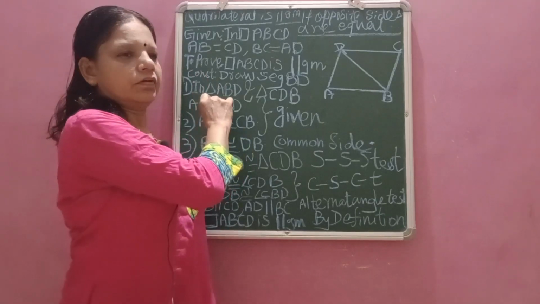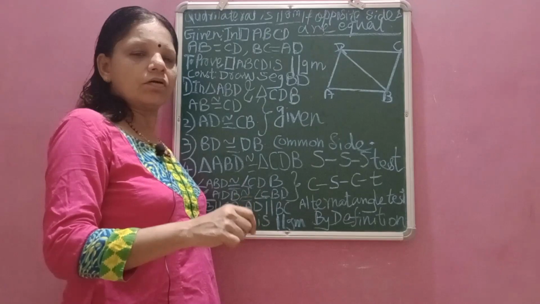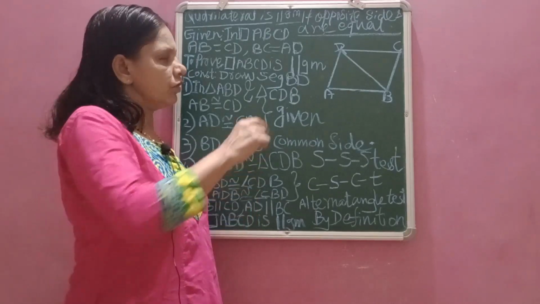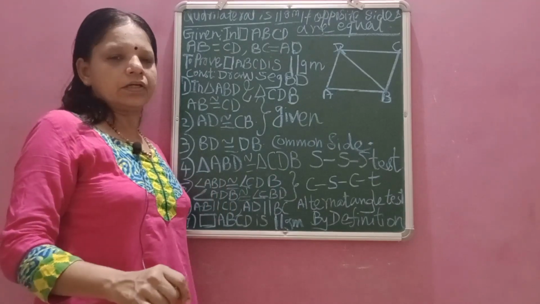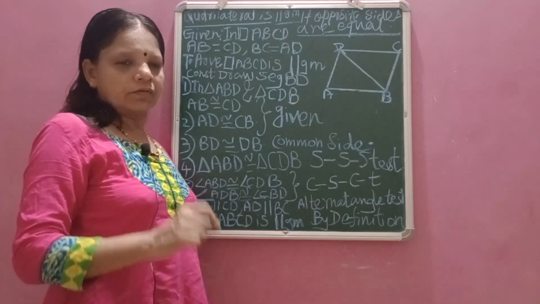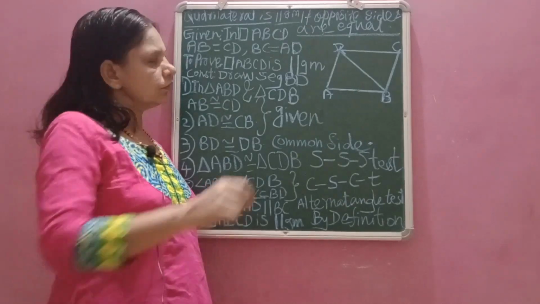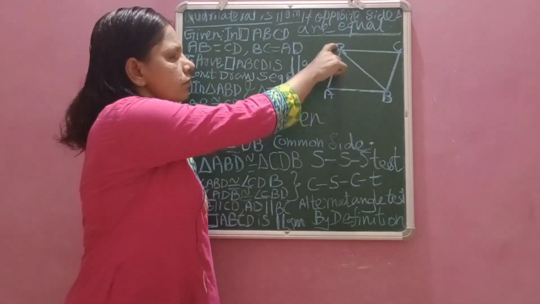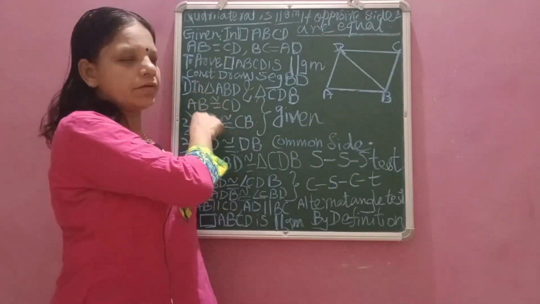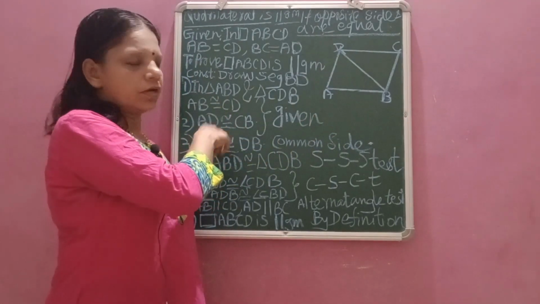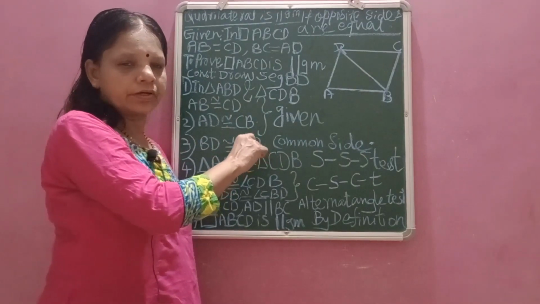Construction. In all these properties, we have to prove using the congruence of triangles. So we have to construct a diagonal so that the quadrilateral is divided into two triangles. So what is the construction? Draw diagonal DB. Then write the statements. We have to name the triangles properly according to the correspondence.